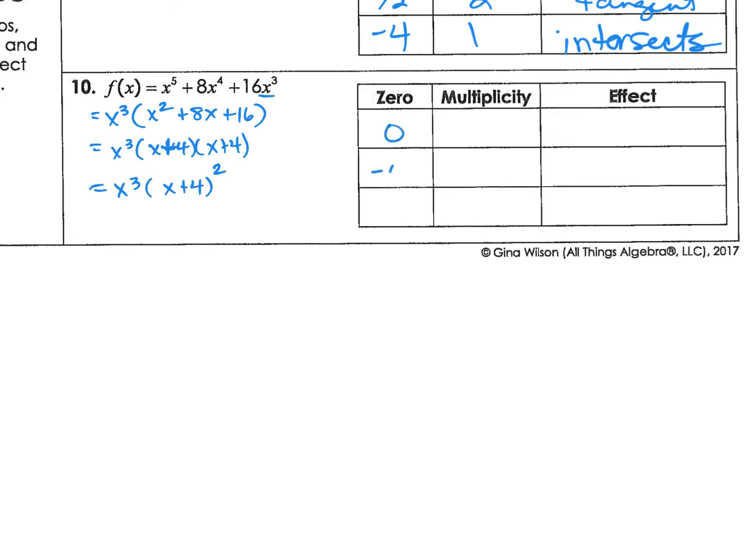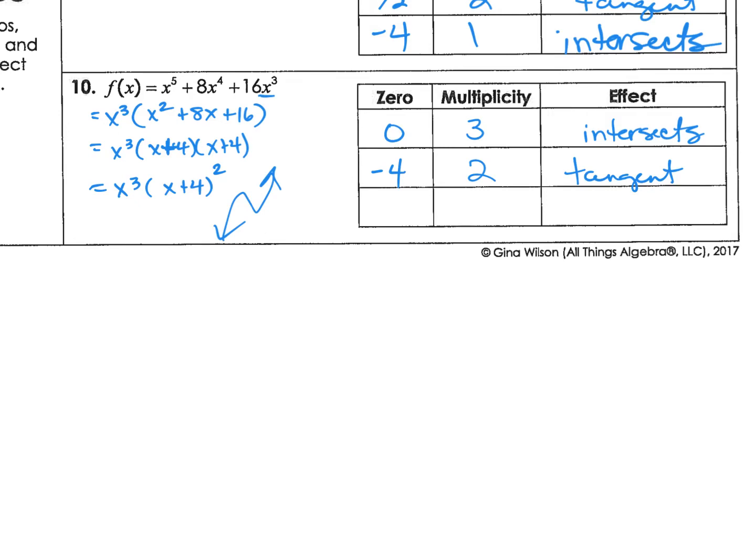0 and -4 only, correct? What's the multiplicity on 0? Which means it does what? Intersects. What's the multiplicity on x plus 4 or -4? 2, which means it's what? So I know in general this guy is going to do this, don't I?